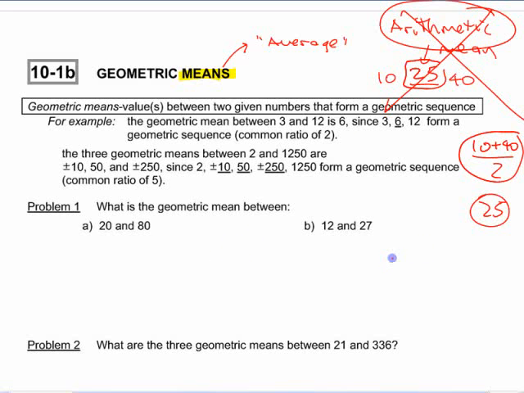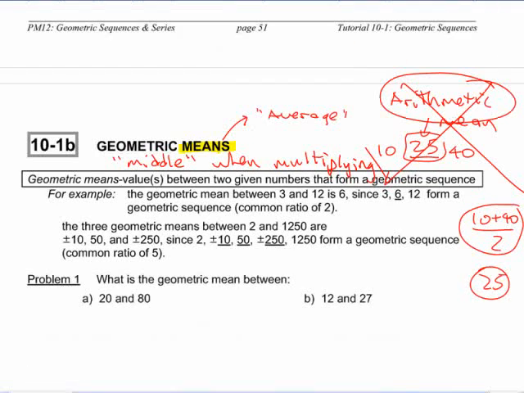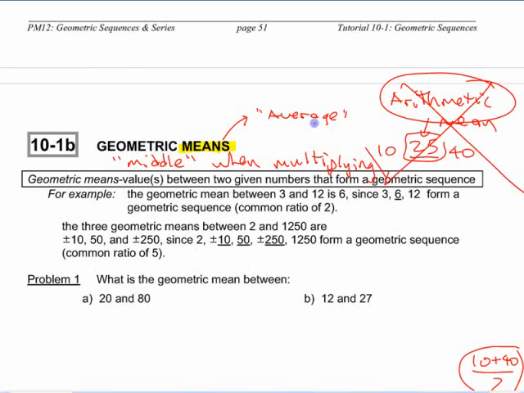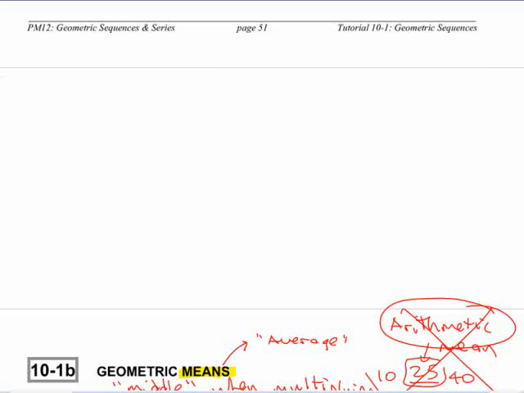We're not talking about arithmetic means. We're not talking about halfway when you're adding. We're talking about halfway or the middle when you're multiplying. This is kind of like the middle when multiplying. Let's use that same set of numbers. So let me create some more space up above. If you're looking at the middle of these when you're multiplying, you're saying, what do I have to put in between there so that I'm multiplying?